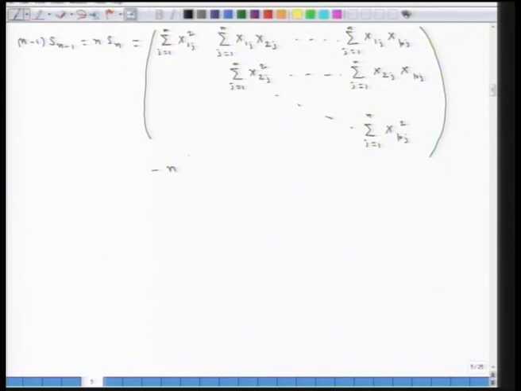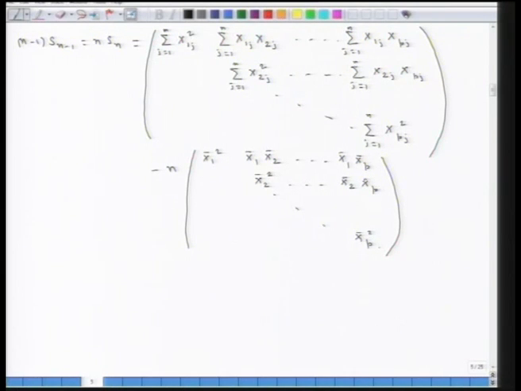So this can be written in terms of x1 bar square. The second entry will be x1 bar x2 bar. The last entry in this first row would be x1 bar xp bar. Then x2 bar square, x2 bar into xp bar, and then the last diagonal entry would be xp bar square, right.